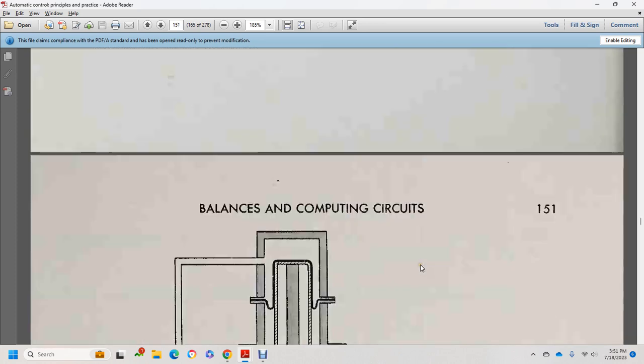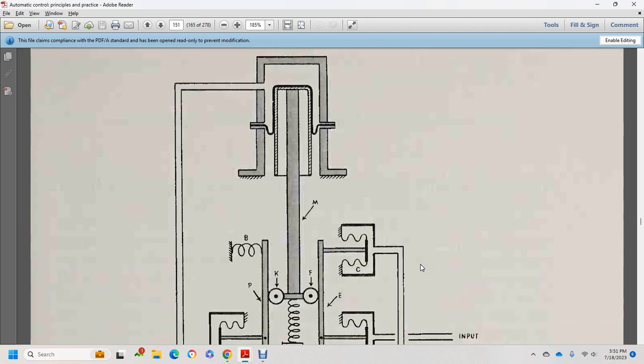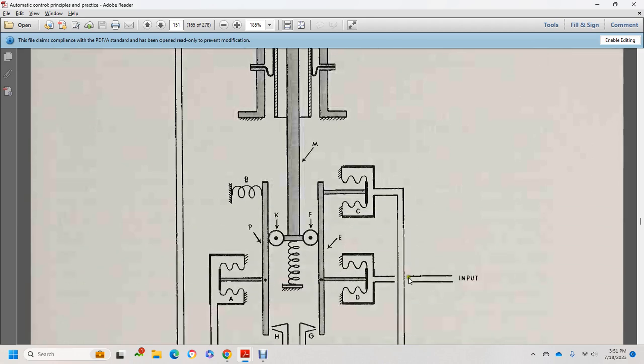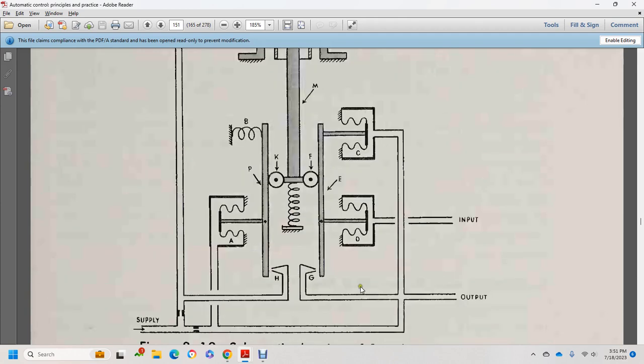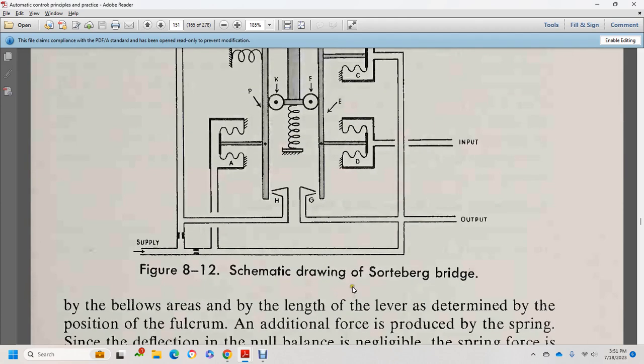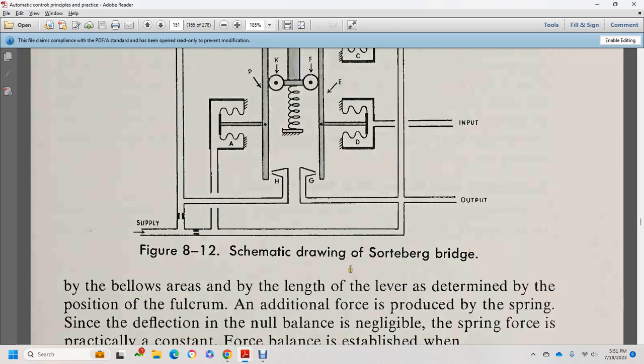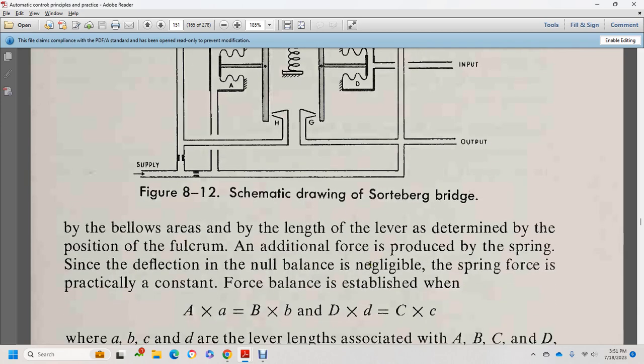For the multiplied, they show something like a diaphragm going into a plunger, with B, A, B, and C, a shaft, and then some input valves, input and output supply. It's a Sortberg bridge. A bellows is arranged with the length of the lever determined by the position of the fulcrum, with additional force produced by a spring with a deflection for the null balance, for the negligible spring force.